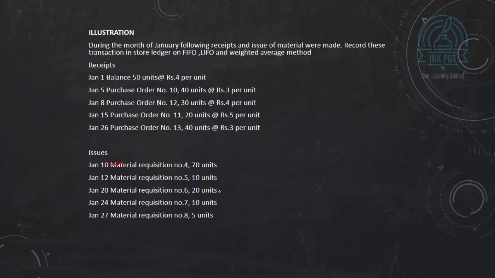Now, how to prepare the store ledger? So we have an example, and in this example we will do one single example by all the three methods which are important, that is FIFO, LIFO and weighted average method. So let's start. Now in receipts we have a balance of 50 units at the rate of 4 per unit. So this is previous balance, and on Jan 5 we have purchased 40 units at the rate of 3 per unit. On Jan 8 we have purchased 30 at the rate of 4, and on Jan 15 we have purchased 20 units at the rate of 5. On 26th 40 units at the rate of 3 per unit.